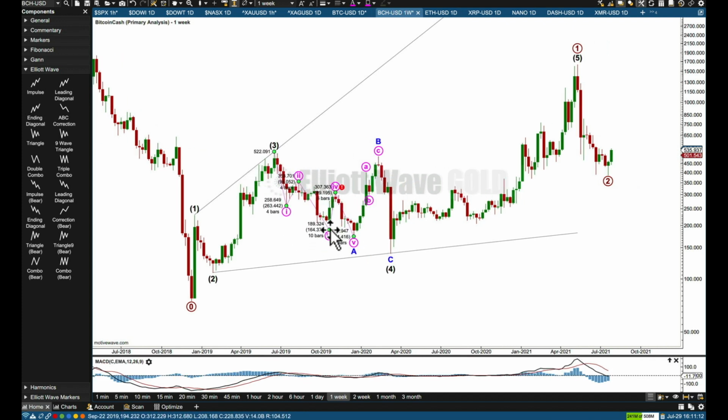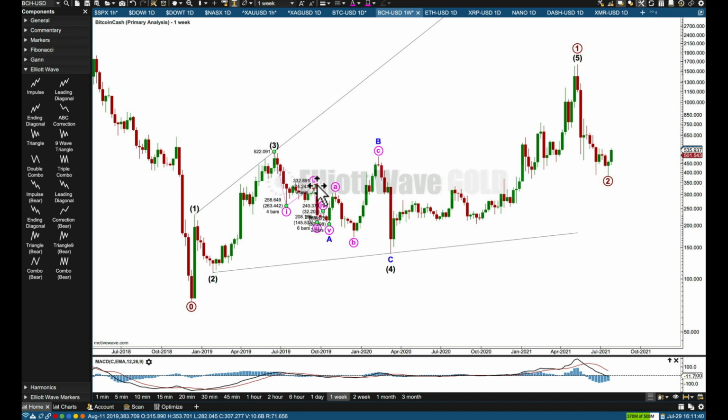Is this going to be a diagonal as well? I'm just looking at the wavelengths. No, 3 is the longest. That doesn't work. I'm going to go back to seeing this here as an expanded flat. I don't really like the look of minute 3 there.